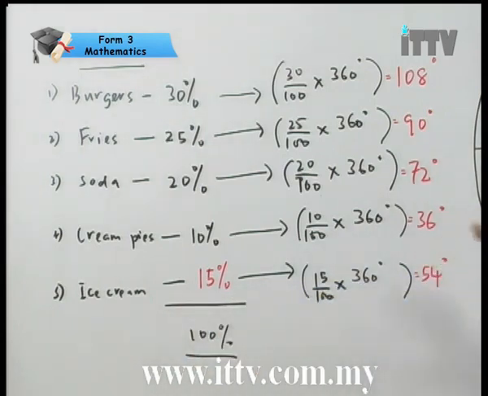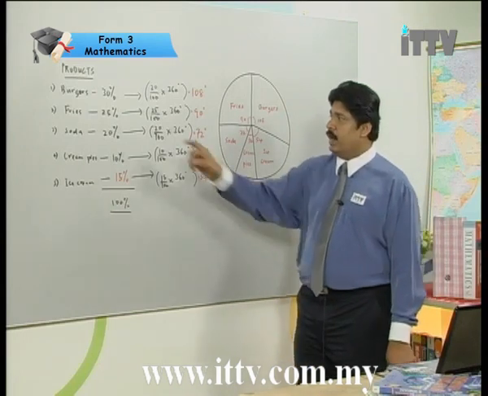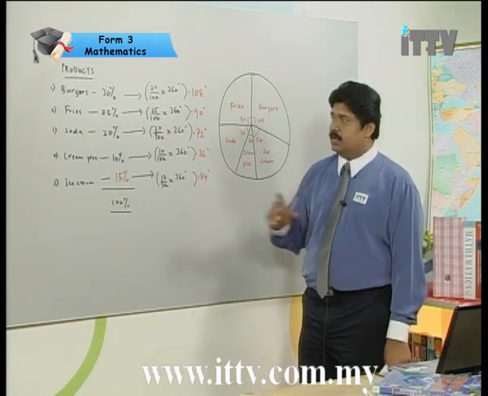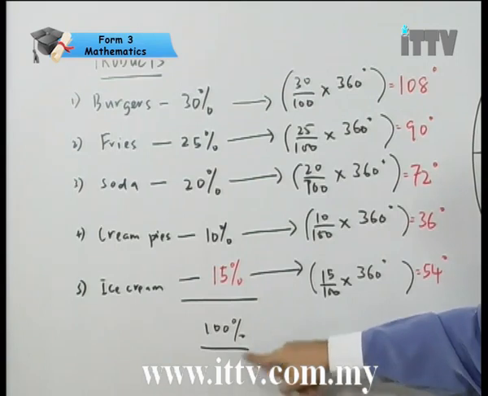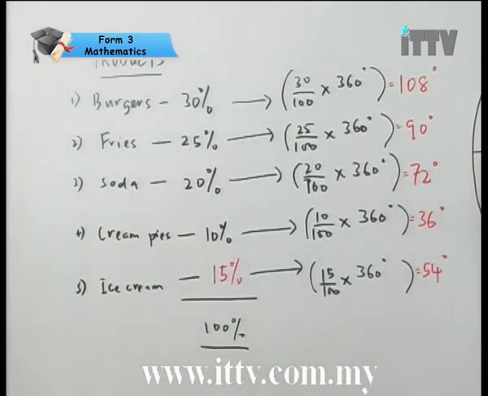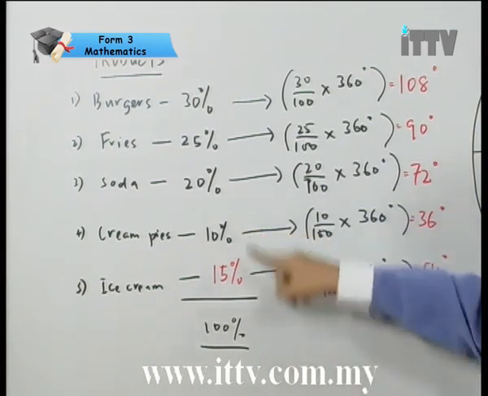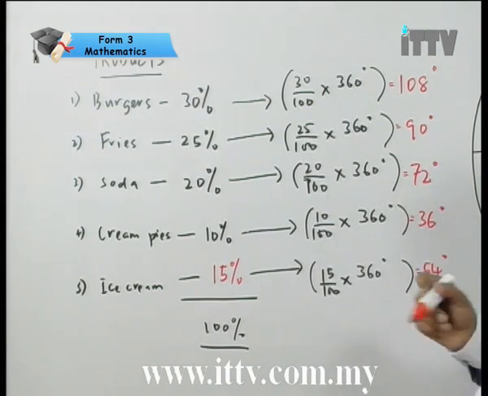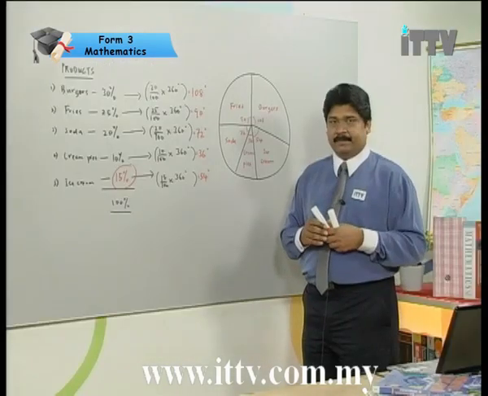In order for us to build the pie chart, first of all, we need to know the respective percentages. Since I know the total percentage would be 100%, to find ice cream, I take 100 less the remainder. 100 minus 30 minus 25 minus 20 minus 10, I should obtain 15%. That is my first step.